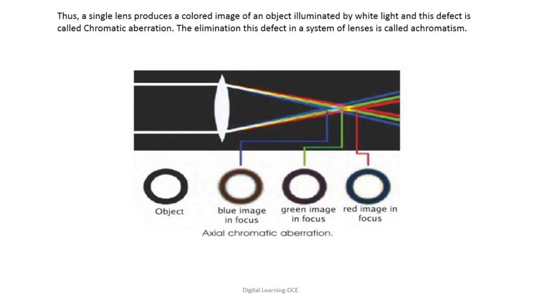Thus, a single lens produces a colored image of an object illuminated by white light, and this defect is called chromatic aberration. The elimination of this defect in a system of lenses is called achromatism. See the diagram. Object, blue image is in focus, green image is in focus, red image in focus. This is an illustration of axial chromatic aberration.